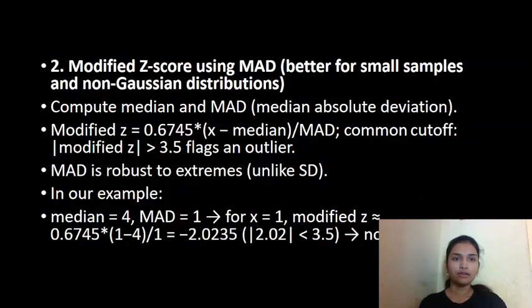Now, modified z-score using MAD. Here we compute median and MAD. Firstly, we will compute median and then mean absolute deviation. Now, modified z value, here is the formula. Z equals 0.6745 multiplied by x minus median upon MAD. MAD is robust to extremes. Here we are taking an example. Median is equal to 4. MAD, mean absolute deviation, is 1. Okay, so here we found out that it's not an outlier.